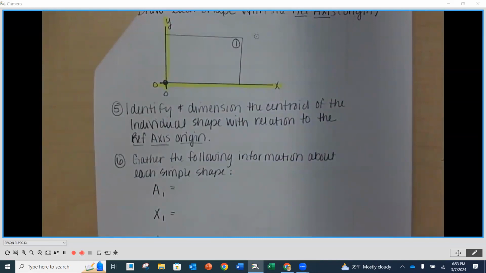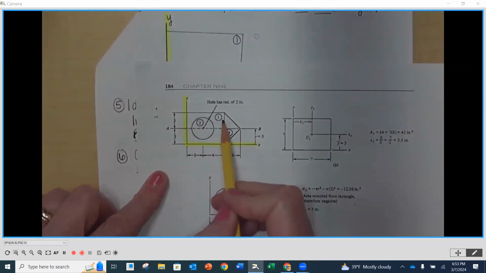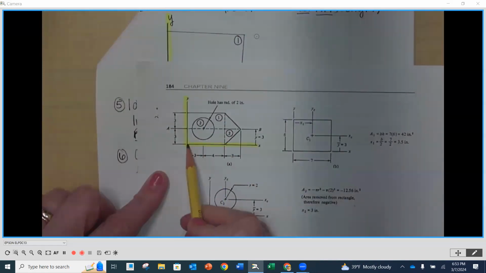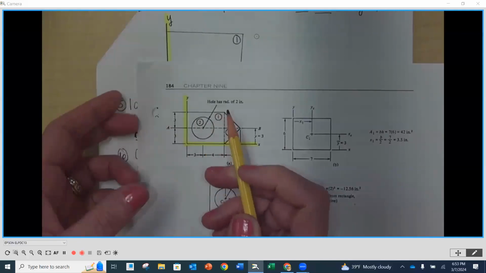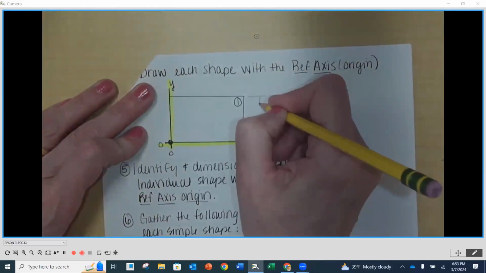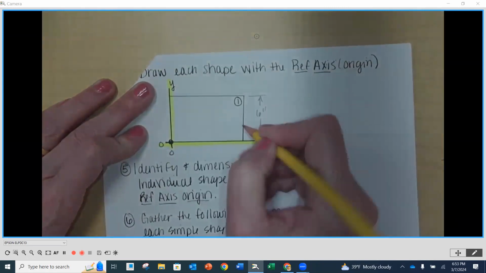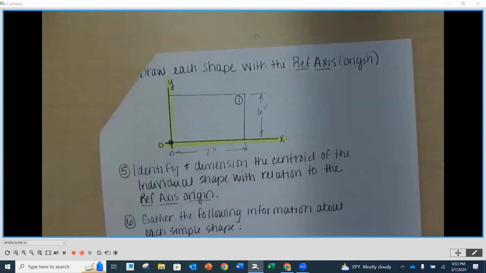So from our original diagram here, and we're only focusing on shape number 1, we know that from that lower left-hand corner, this is 7 inches to the right, and this is 6 inches up, right? So we're going to dimension this as 6 inches and this as 7 inches, okay? So now, using those dimensions, we want to identify the centroid of this individual shape.